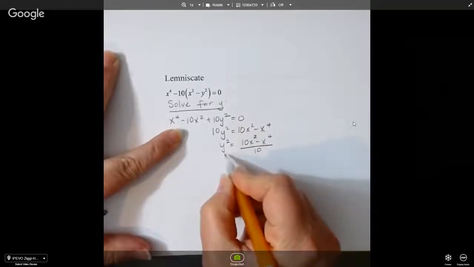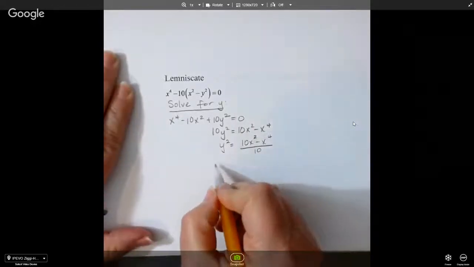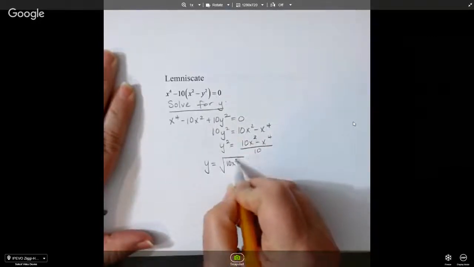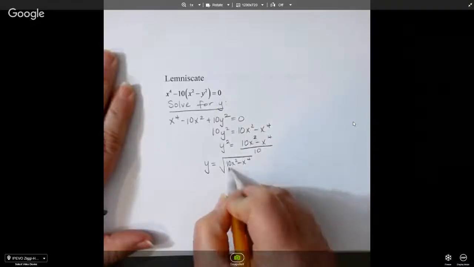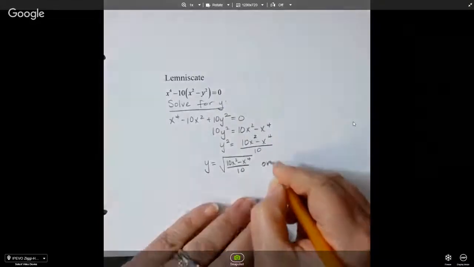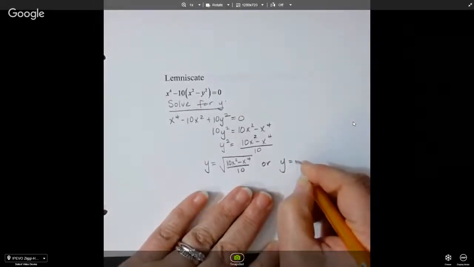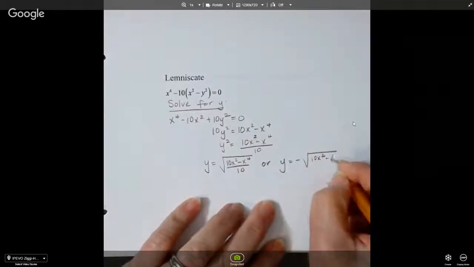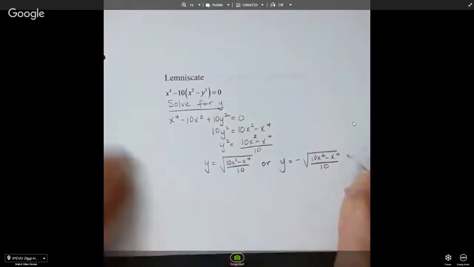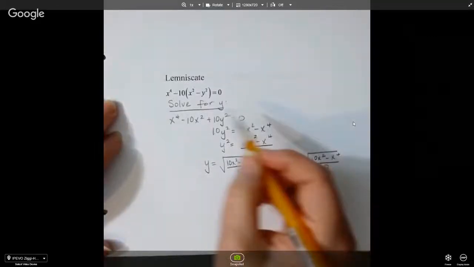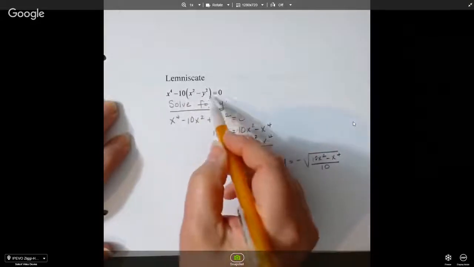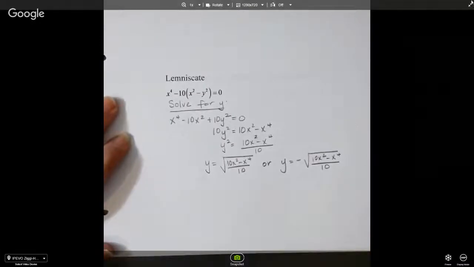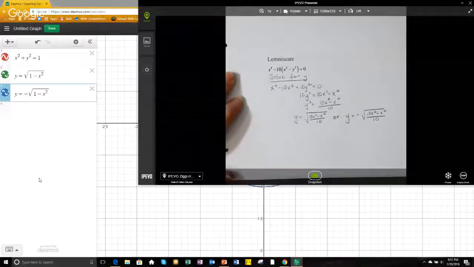And then solving for y, we're going to take the square root of both sides, and we'll get y equals the square root of 10x squared minus x to the fourth divided by 10. Or we'll get the negative one, which is y equals negative square root of 10x squared minus x to the fourth all over 10. And these would be the two implied functions inside this implicitly written relation. And now let's go to Desmos and see what this thing looks like.